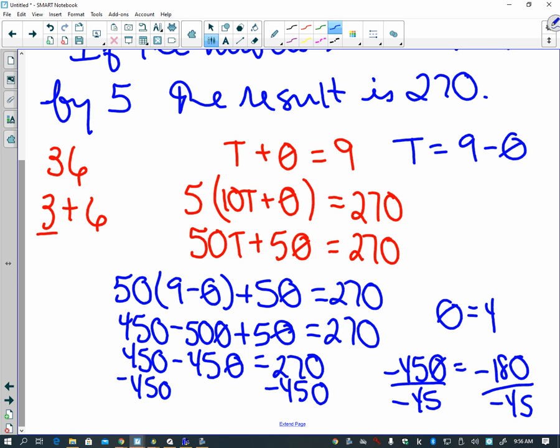So come back up here. T plus O equals 9. Therefore, T equals 5. So the original number is 54.